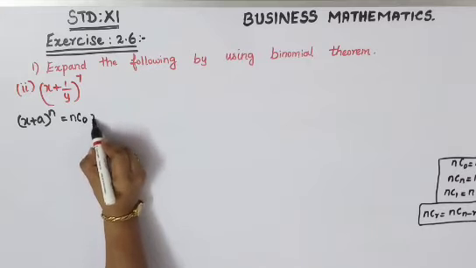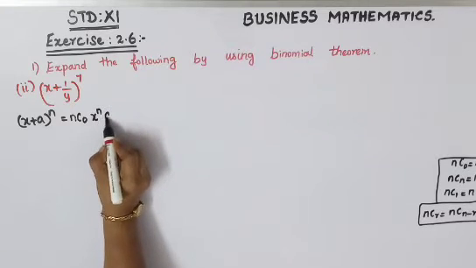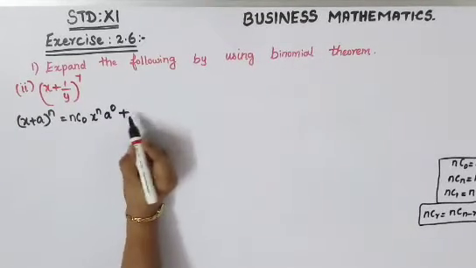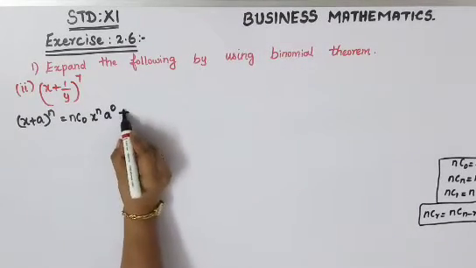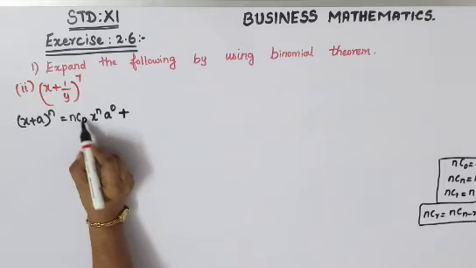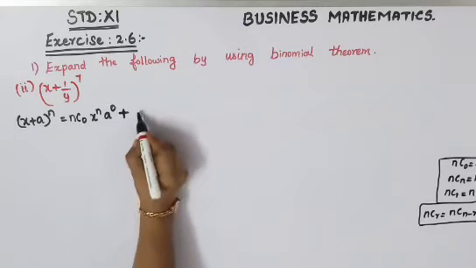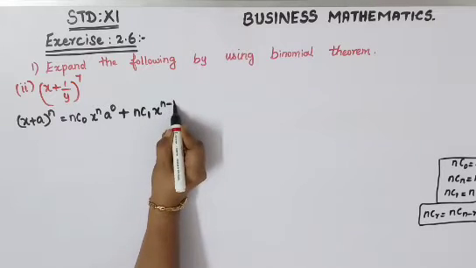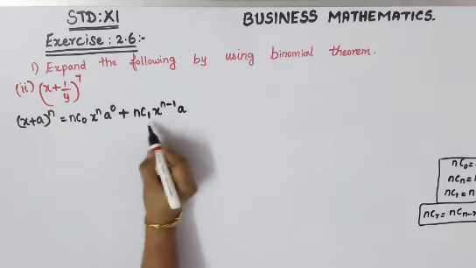nC0 x^n into a^0. Okay, so a power 0. Then plus, since you have got plus for all the terms, you can give plus itself. So plus, next will be nC1. nC0 is over. So next is nC1 x power n, and this 1 you will have to subtract from it, so n minus 1. Then a power, write only this one.